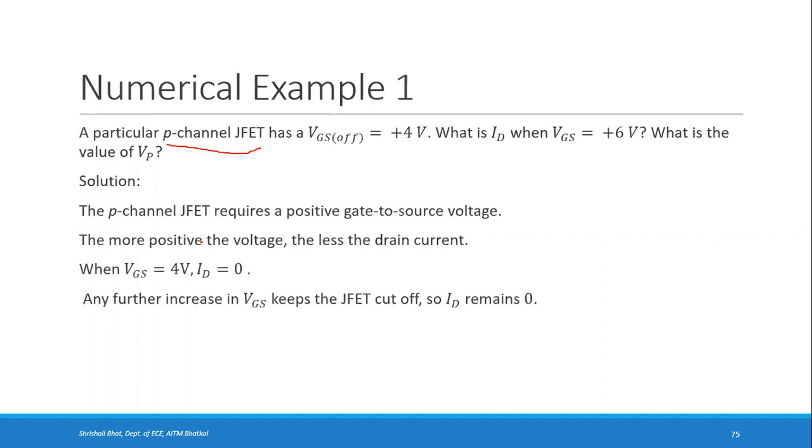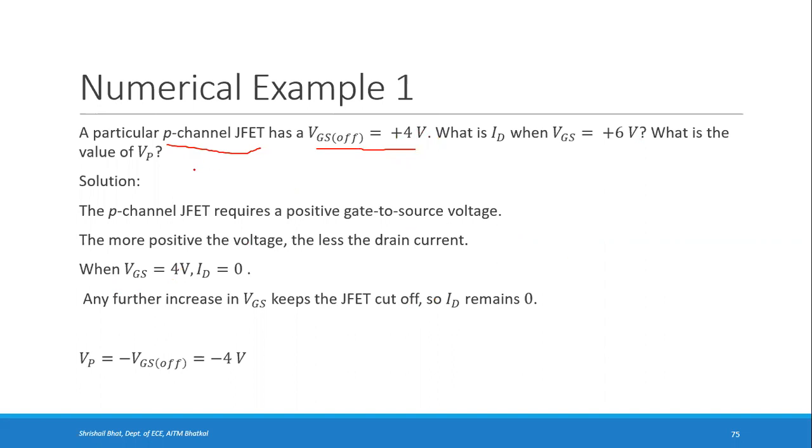the P channel JFET requires a positive gate to source voltage, right? So the more positive the voltage, the less the drain current. That means VGS off is plus 4 volts. At plus 4 volts, the current will become 0. So as you increase the voltage above plus 4 volts, the current will still be 0. It will not have any impact, right? So when VGS is 4 volts, ID will be 0. So when VGS is 6 volts, ID will remain 0.